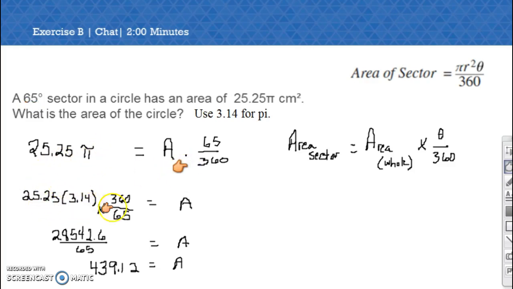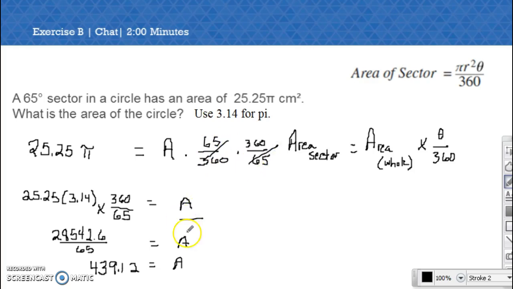There are a couple of ways you can do this. We've got to get the area by itself, so I'm going to multiply both sides by the reciprocal. These will cancel, and I'm left with just my area. The area of the whole circle is equal to 25.25 times 3.14 times 360. Multiply those three together in the numerator, divide by 65, and you get 439.12.